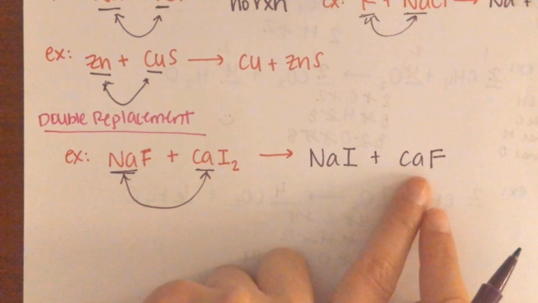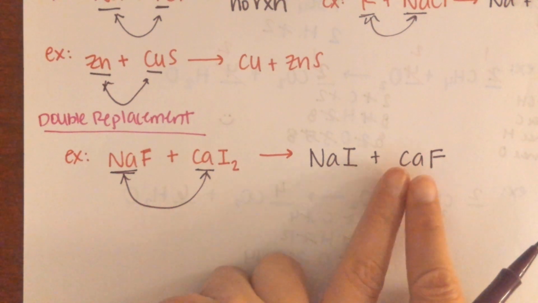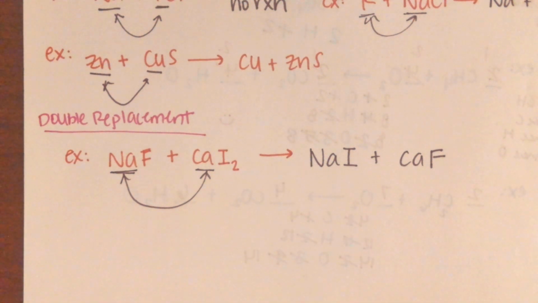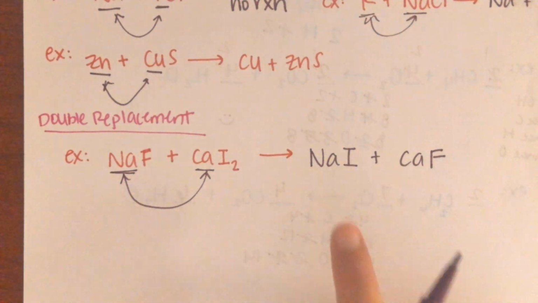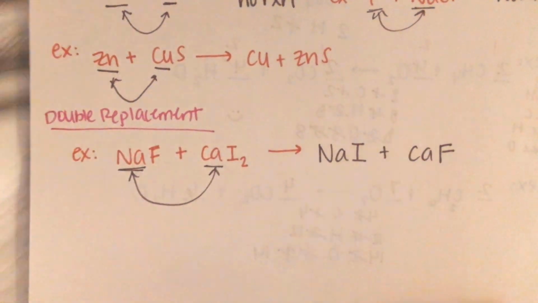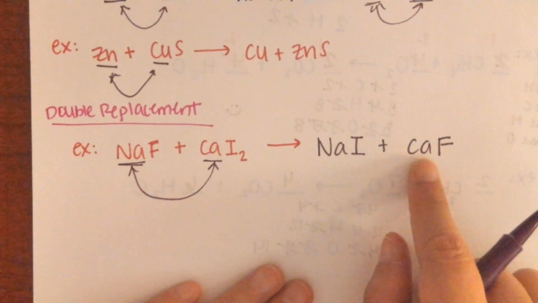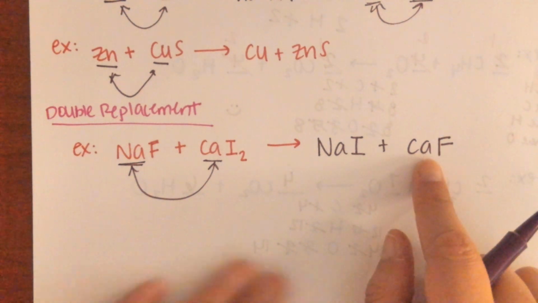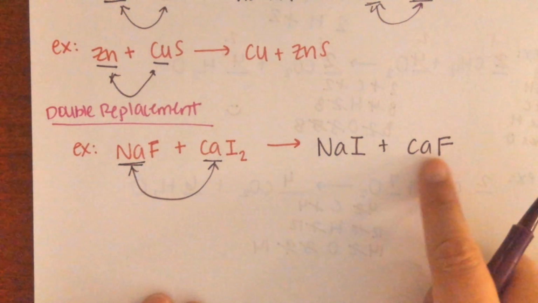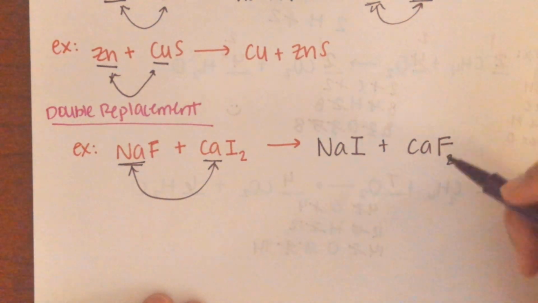Again, metals come first. Don't do F and then Ca. That just looks wrong. So metal and then non-metal. And now you do charges. So again, you should know your charges by now. So Na is a +1 charge. Iodine is a -1 charge. So that cancels out. Calcium has a +2 charge, hence why that 2 was there. So the 2 goes here. And then fluorine has a -1 charge, so that doesn't matter.